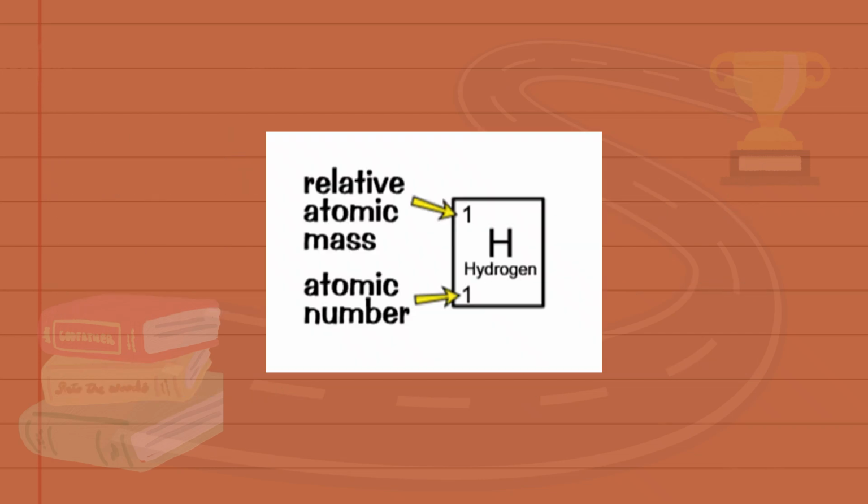So this is the element of hydrogen. As you can see, hydrogen has a relative atomic mass of 1, which is at the top. And hydrogen also has an atomic number of 1 at the bottom. So the relative atomic mass goes at the top and the atomic number goes at the bottom.